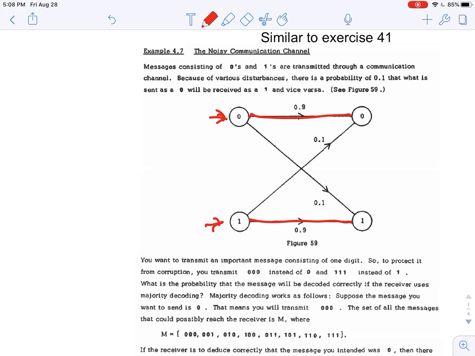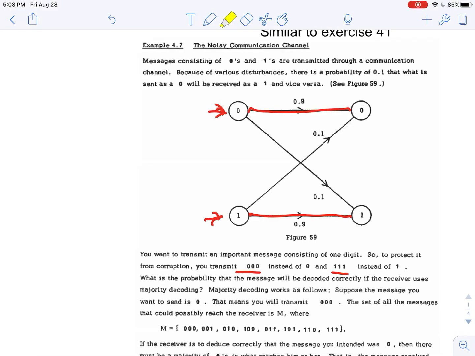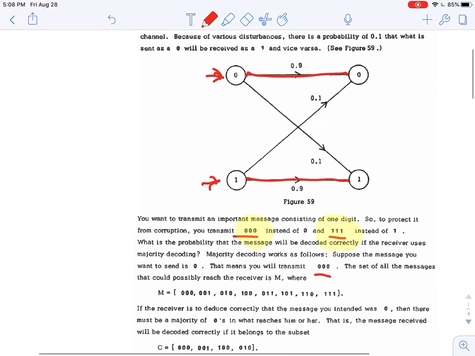So in an effort to make sure we get our message through, we transmit the exact same number 3 times in a row. That is a triple 0 instead of 0, and triple 1s instead of 1s, as you see down here. Maybe I should highlight those. All right. So this is going to be an exercise in something we're going to call majority decoding.